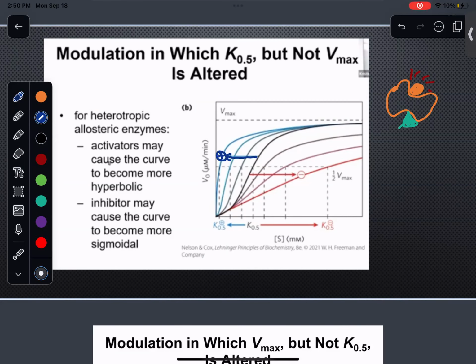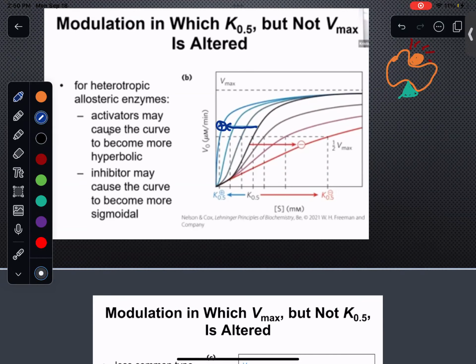So an activator, right? Because modulation can be an activator or it can be an inhibitor. Again, I'll say that again. Modulation can be an activator or it can be an inhibitor. So activators may cause the curve to become more hyperbolic. So a positive modulator will show a shift to the left. Notice these curves are more hyperbolic. There's not really a sigmoid type of look. Here's the sigmoid that we're looking at. You see how it kind of looks like an S over here, a sigmoid? You don't see the S over here. You see it a little bit over here.